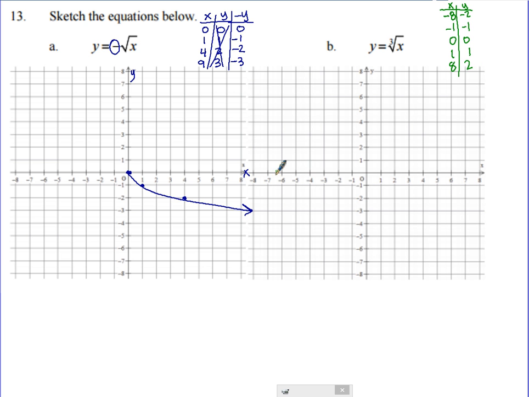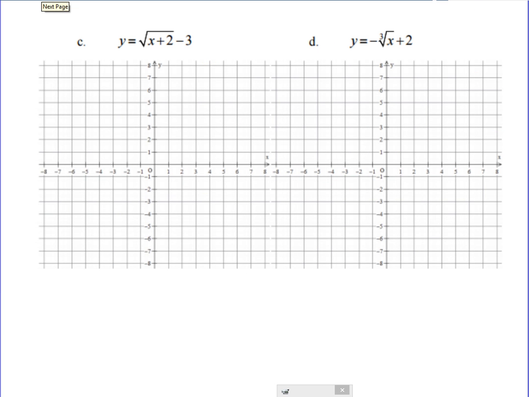So then we can go and plot those points: negative 8, negative 2; negative 1, negative 1; 0, 0; 1, 1; 8, 2. Alright, then we want to connect them. It does this little curly shape through there, and that is our cube root function. Wonderful. Alright, so now we want to have some functions that have been translated.